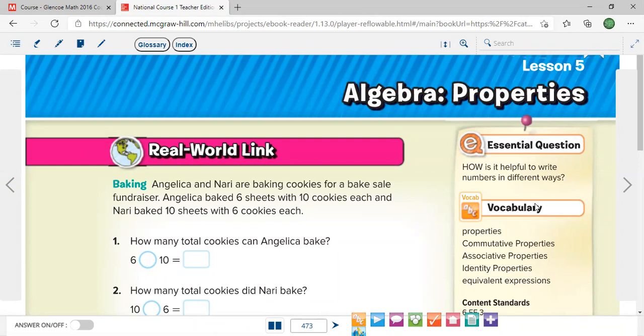In chapter 6, lesson number 5, we continue studying algebra. The name of the lesson, properties, means we are going to study some properties of algebraic expressions. And let's start with this example.